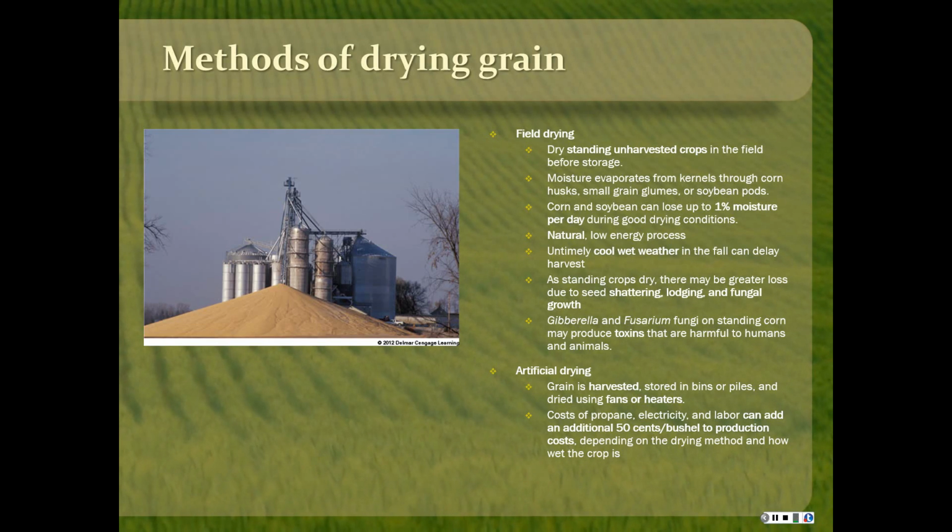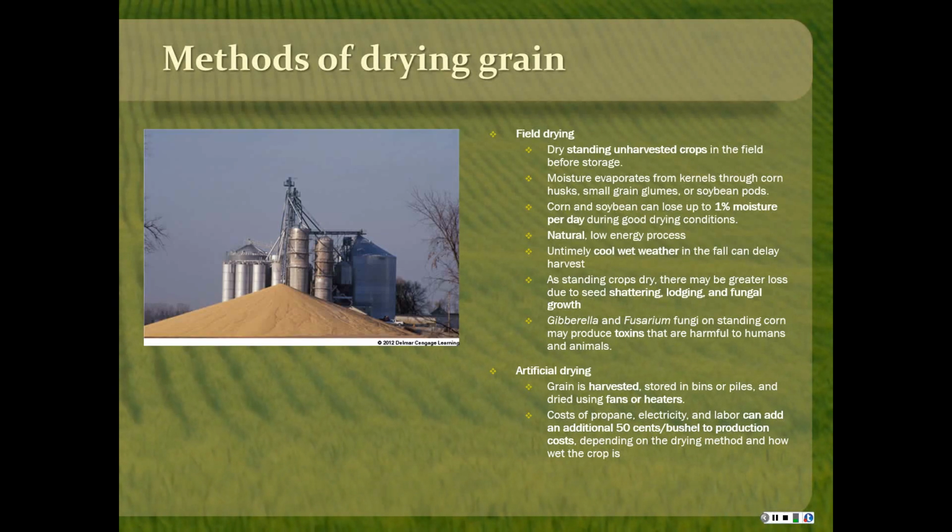And but the problem is, as standing crops dry, there might be greater loss due to seed shattering, lodging, other things. There's a couple of types of fungi that can grow on standing corn that can produce toxins that are harmful to humans and animals. And you can also use artificial drying.